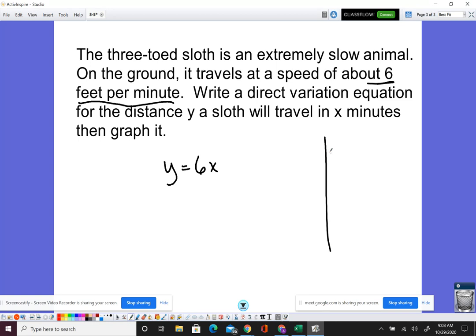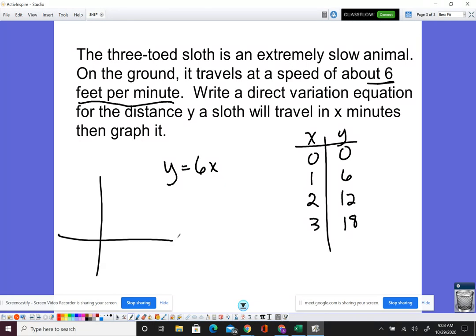And we could verify this by making a table. If the time is 0 minutes, he traveled 0 feet. 1 minute, he traveled 6 feet. 2 minutes, he traveled 12 feet. 3 minutes, he traveled 18 feet. So we could make that table and plot it out. We have a y-intercept of 0, and a slope of 6, 6 over 1. There's our graph. Or we could plot those points if we didn't want to use the slope-intercept.